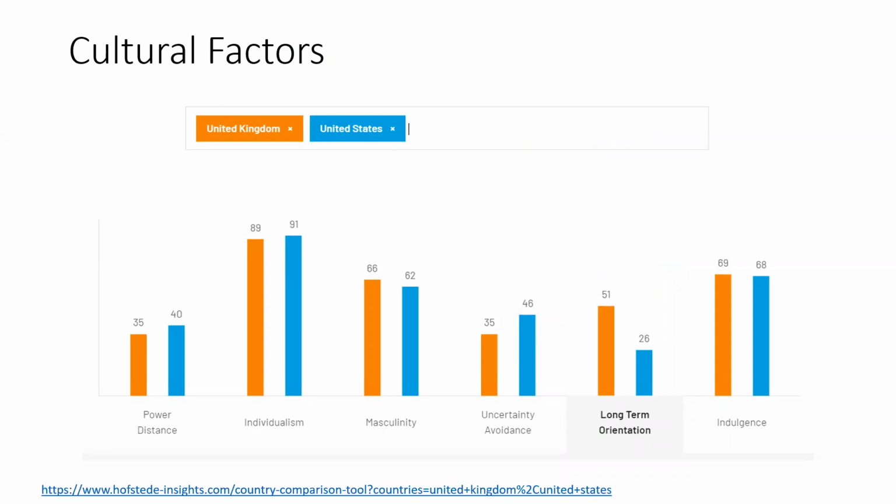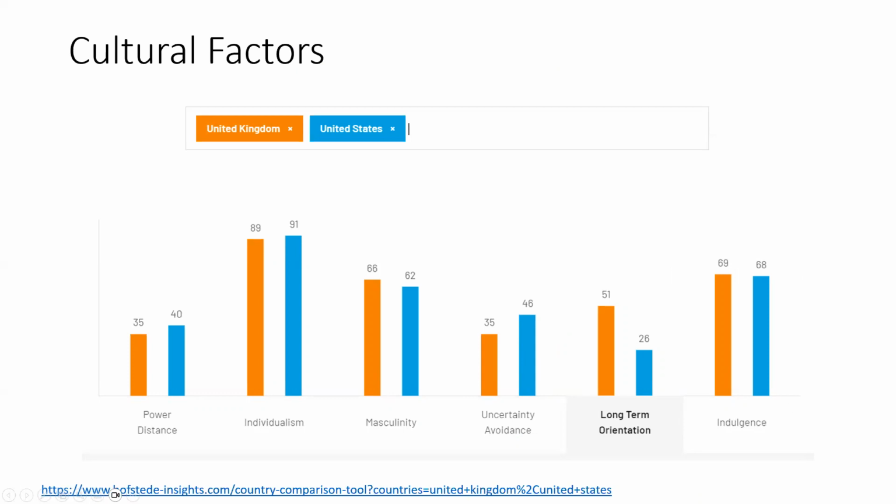So continuing with thinking about our cultural factors, this is a study by the Hofstede Institute, an international survey that has six different factors that they use to measure differences in culture between societies. So the six factors here are power distance, individualism, masculinity, uncertainty avoidance, long-term orientation, and indulgence.